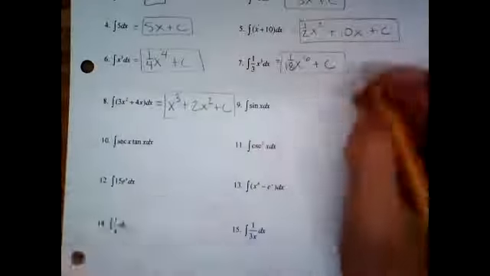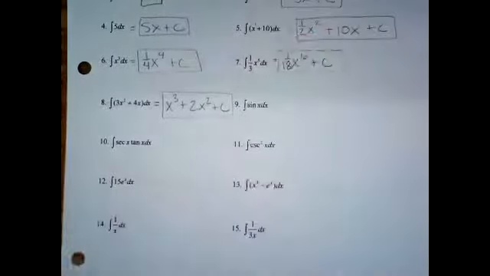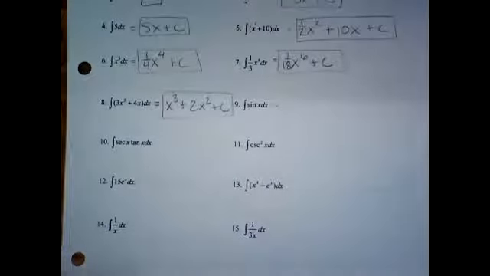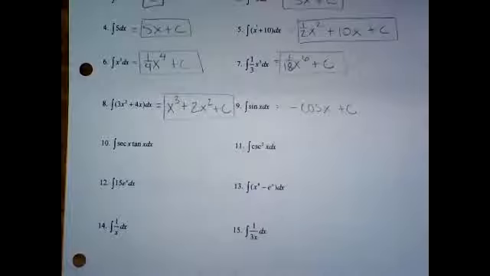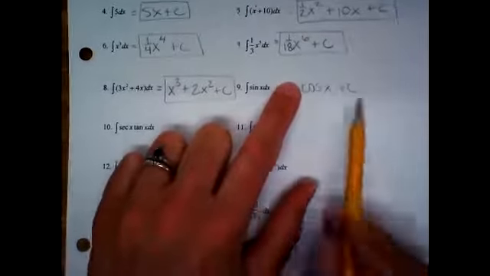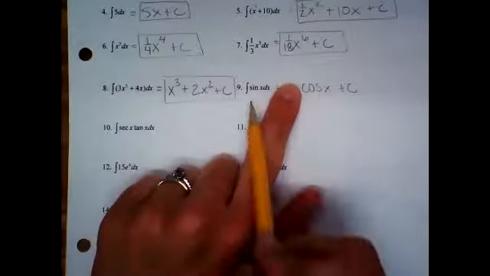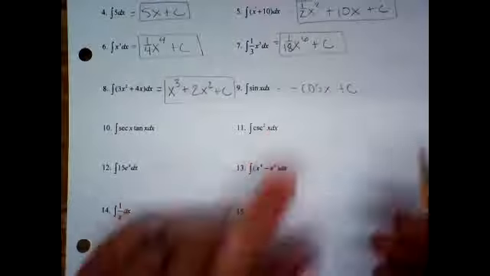All right, here comes the trig. You need to come up with a trig function that if you did the derivative, you would get sine. Good, it is negative cosine plus c. Because if you didn't put that negative there, the derivative of cosine would be negative sine, but it's a positive sine, so you need the negative there to cancel it out.